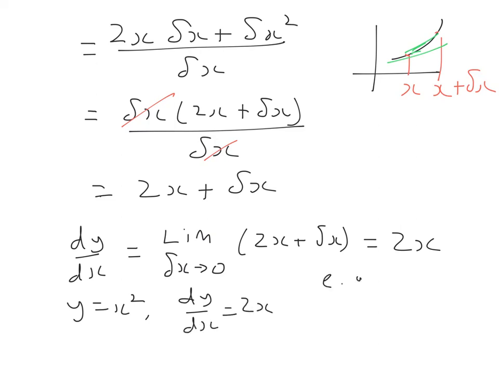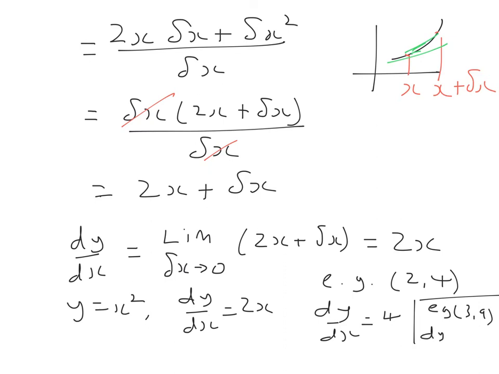In other words, at the point 2, 4, the gradient is twice the x value. 2 times 2 is 4. That's what we had at the start of this video. At the point 3, 9, the gradient dy by dx is twice the x value, 6. This is an incredibly powerful formula, incredibly powerful way to look at the gradient of a curved line.